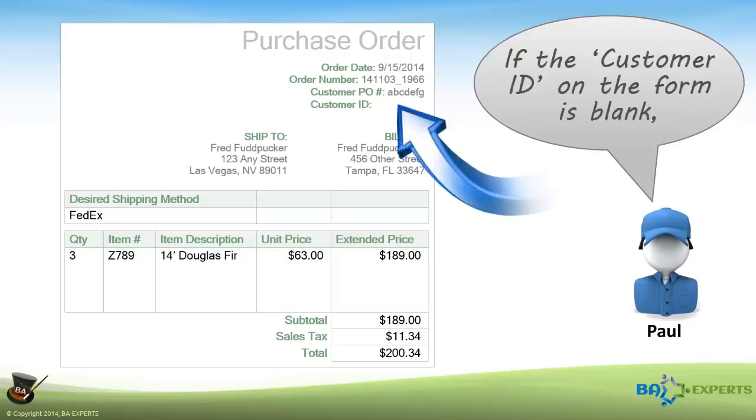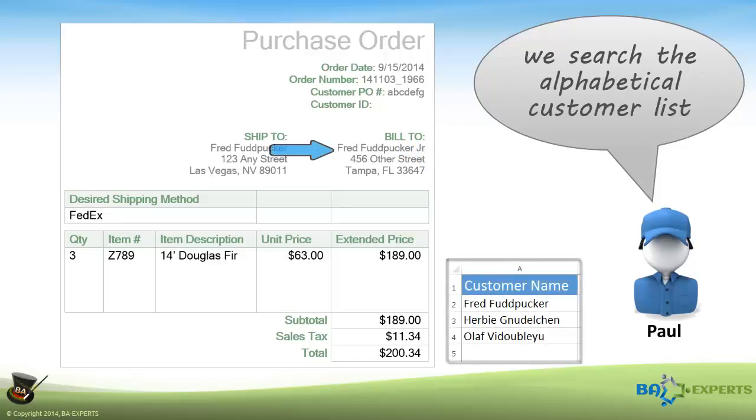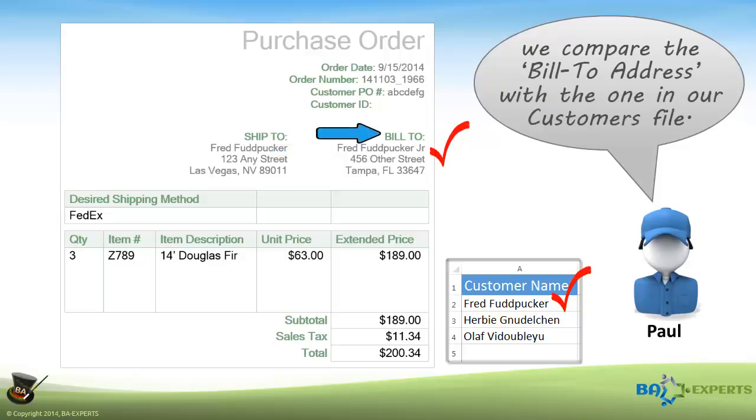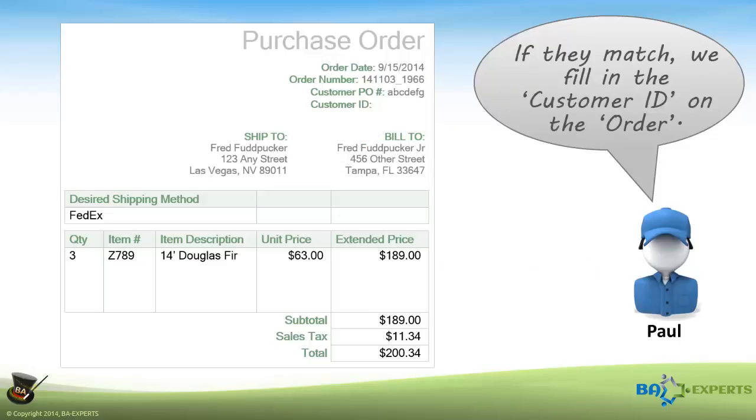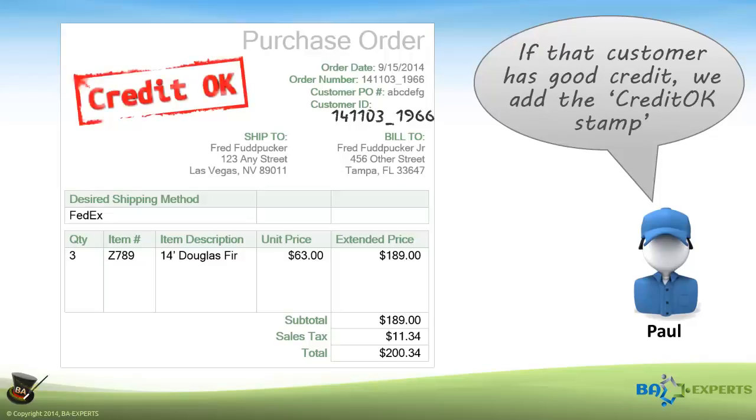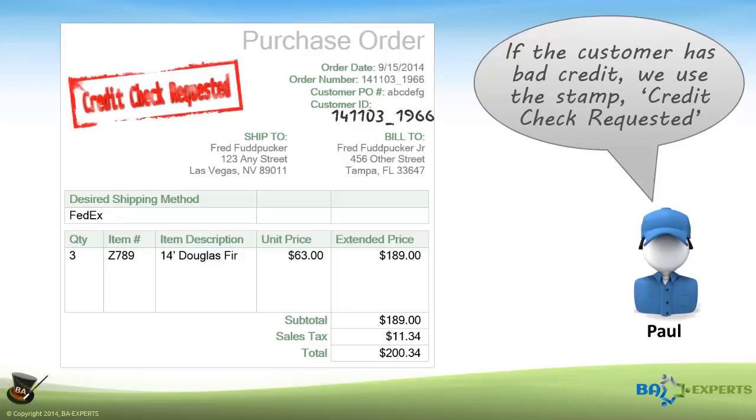If the customer ID on the form is blank, we have to search the alphabetical customer list to try to find the customer. If we have a customer with a matching name, we compare the bill to address on the form with the one in our customer's file. If they match, we fill in the customer ID on the order. If that customer has good credit, we add the credit OK stamp to the order and put it on the stack waiting for the validate items process. If the customer has bad credit, we use the stamp credit check requested and put it on the pile going to the credit department.